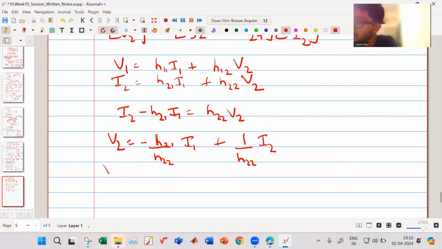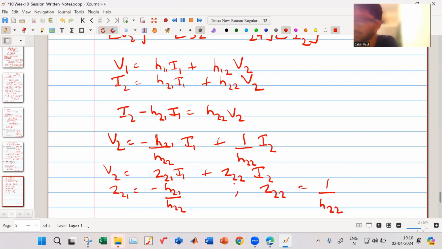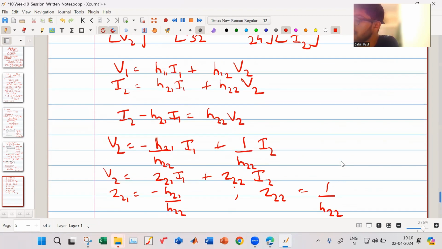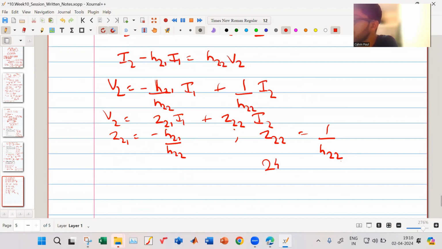But from the Z parameters, we know V2 is equal to Z21 I1 plus Z22 I2, right? So your Z21 is actually equal to minus H21 upon H22, and your Z22 is equal to 1 upon H22. Okay. So now our Z22 is 24. So 24 is equal to 1 upon H22. So what is my H22 value? 0.0416.